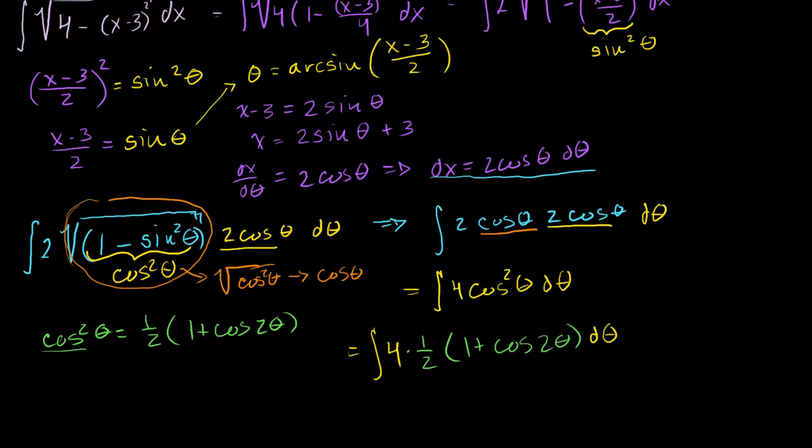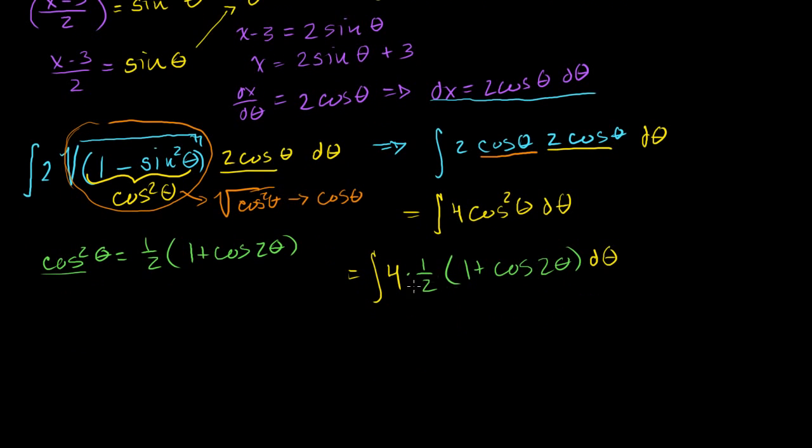d theta. Now, this looks easier to deal with. So what is this? 4 times 1/2, that's 2. So my integral becomes the integral of 2 times 1, so it's 2, plus 2 times 2 cosine of 2 theta, all of that d theta. Now, this antiderivative is pretty straightforward.